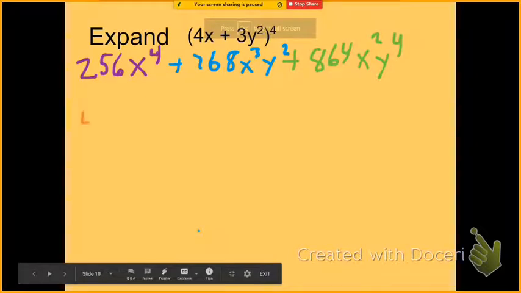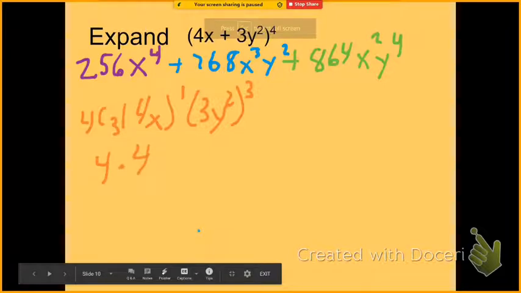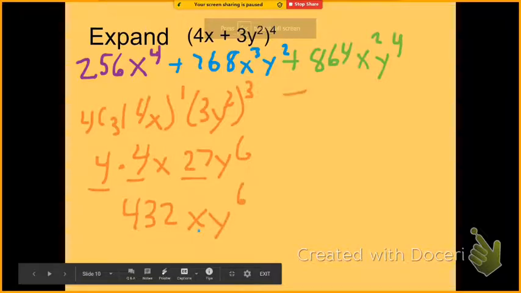Alright, so our next one will now be 4 choose 3 times (4x)¹ times (3y²)³. Alright, so 4 choose 3 is just 4. You can do that on the calculator or evaluate it like I showed you in the second video. Times 4x times 27y⁶. Alright, multiply all these together, and you get 432xy⁶. Alright, so that would be your fourth. Oops, forgot some numbers here.